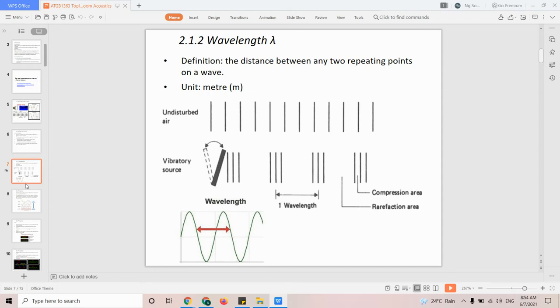There are a few factors behind the sound wave that we perceive. The first is the wavelength. This wavelength is the distance between any two repeating points on a wave.